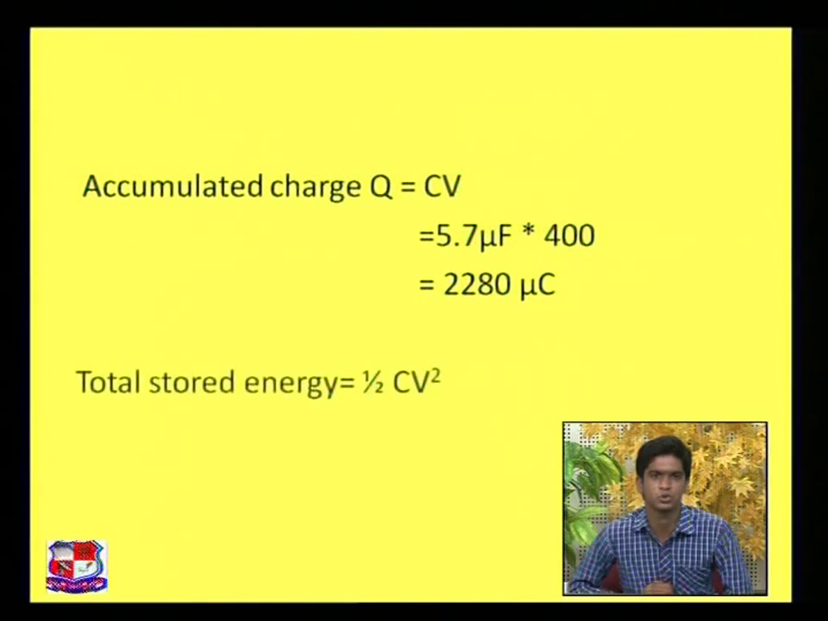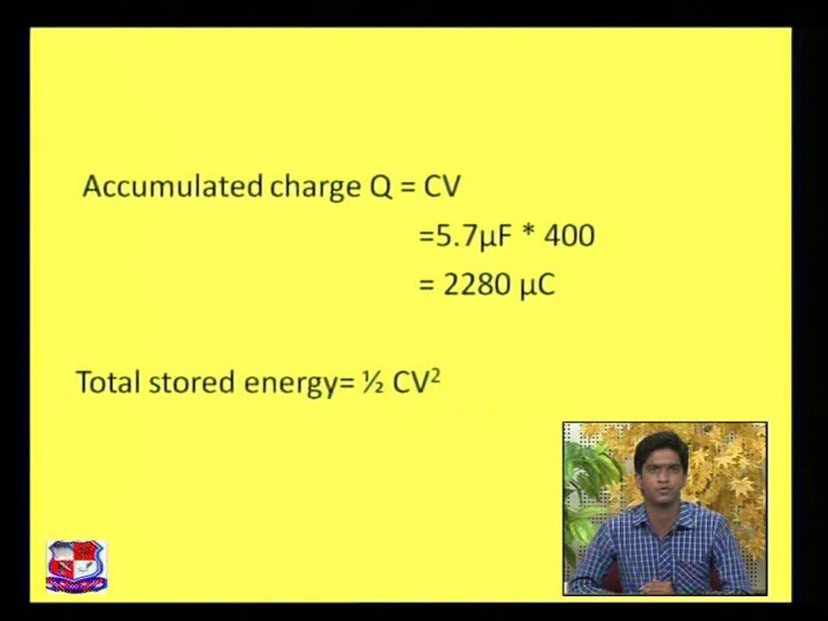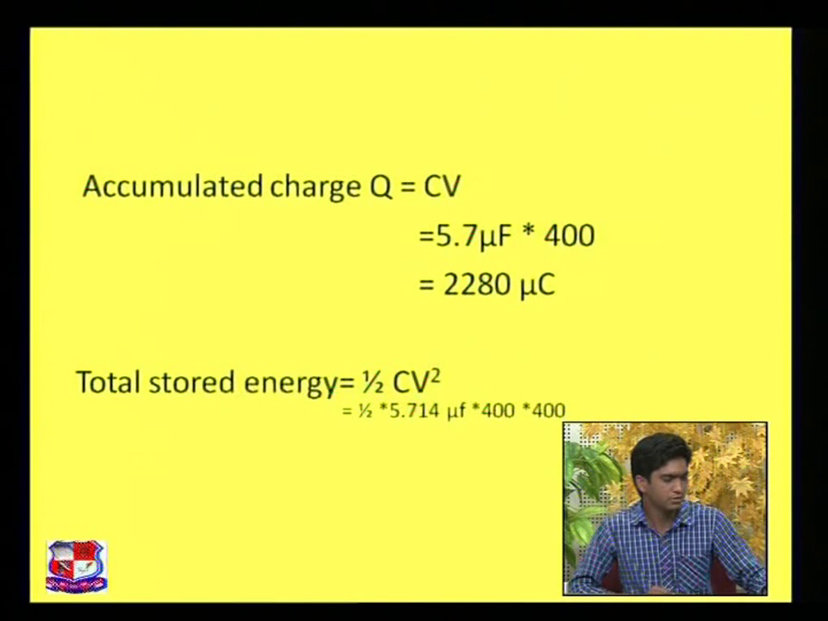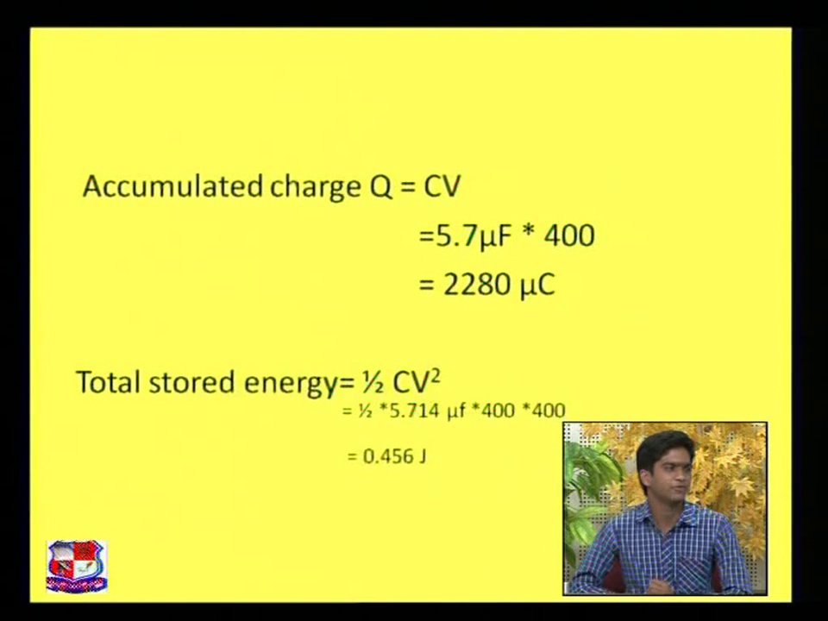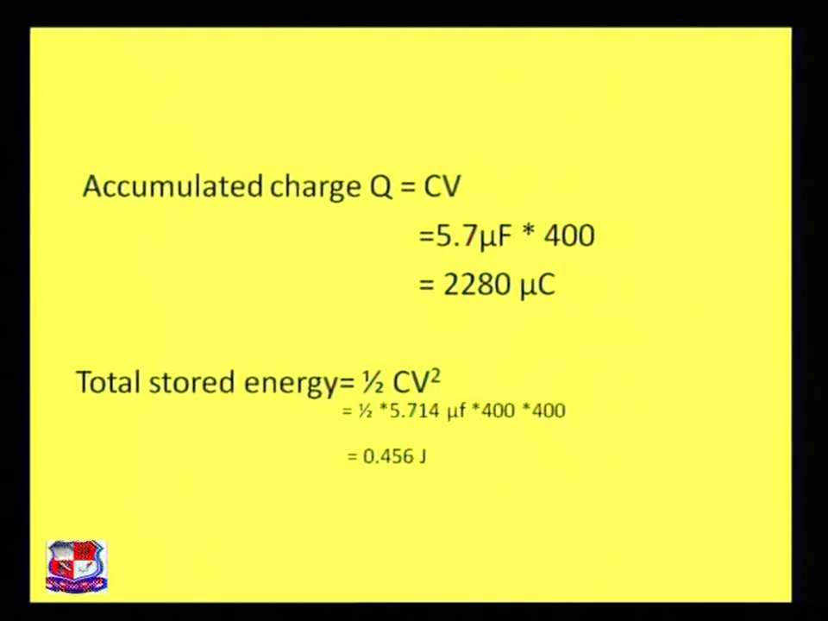And finally, the total stored energy. We derived the equation for energy stored in a capacitor as half CV square. Here the voltage 400 volt is given, so we do not need the equation Q square by 2C. It is possible to use that equation, but half CV square will be easy. So half CV square, where C is the capacitance and V is the voltage. By multiplying this, we find that the total energy stored in the capacitor is 0.456 joule. Remember all the units of charge, energy and capacitance.